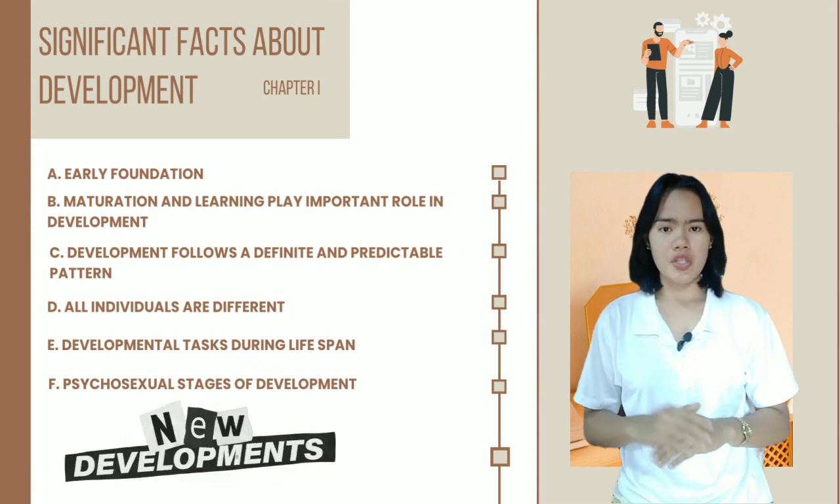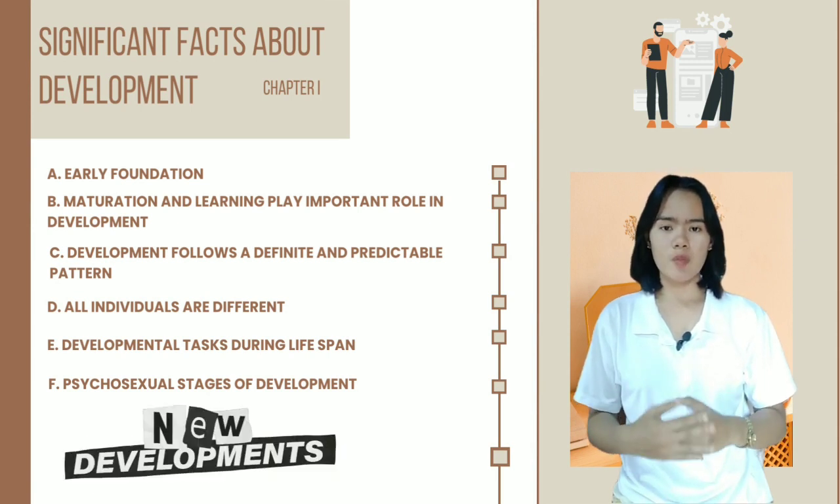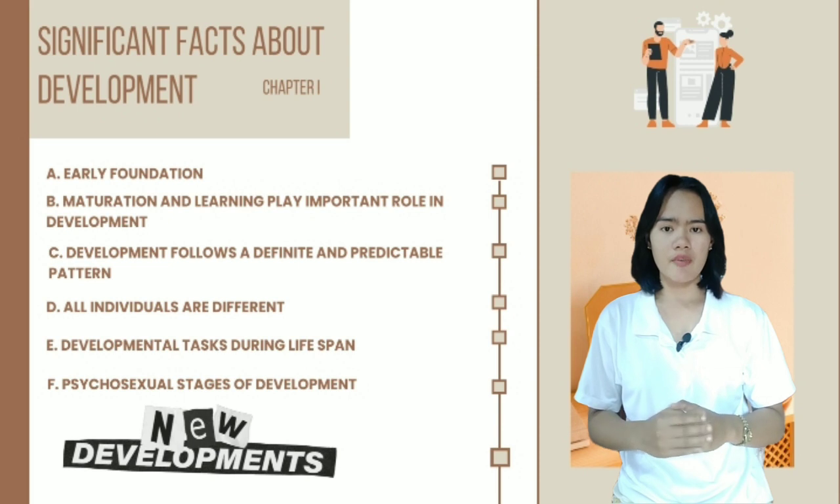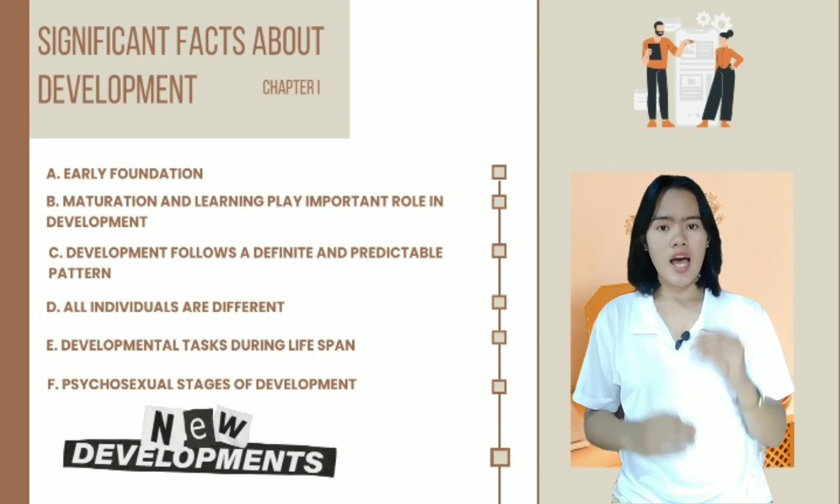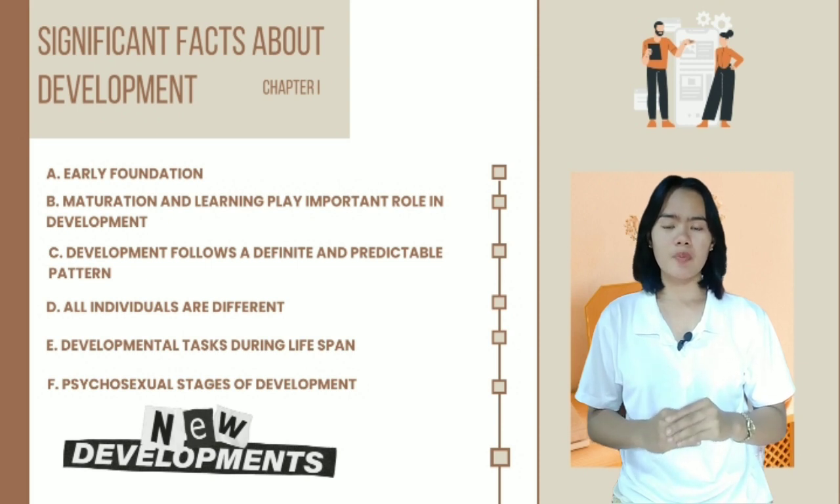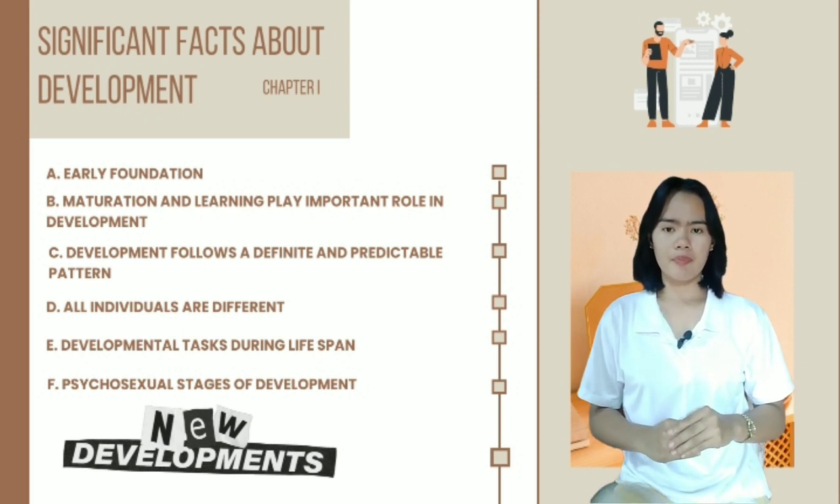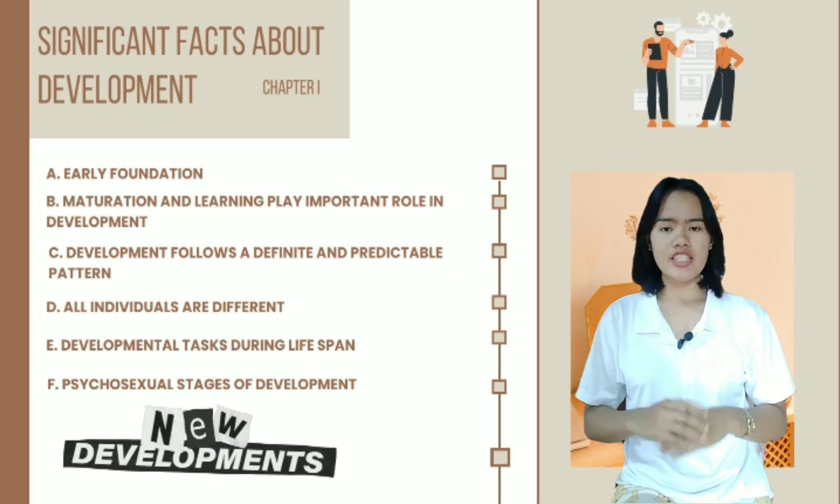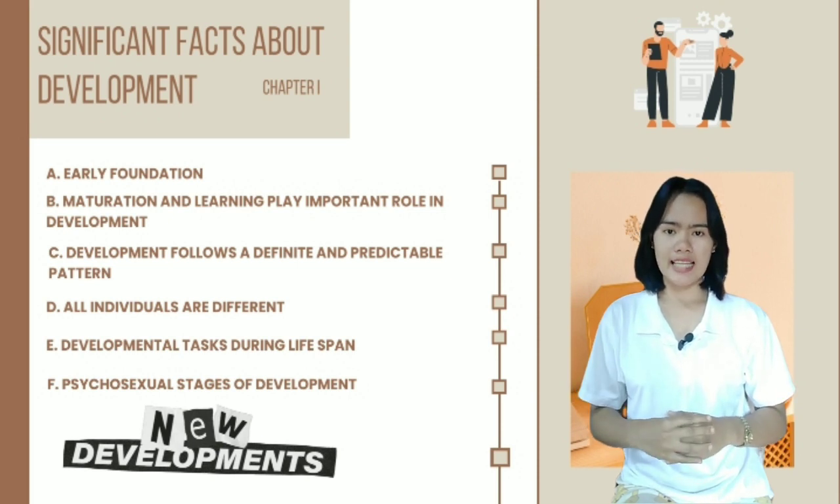In early foundation, they say that it is critical because in the first 2 years of life, physical and emotional adjustment to life occurs as they grow. Maturation and learning play an important role in development. Maturation refers to the growth following birth that is determined primarily by genetic factors and occurs more or less independently of learning. While learning is development that comes from exercise and effort on the individual's part.